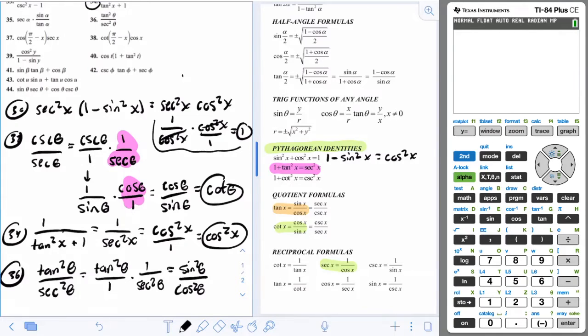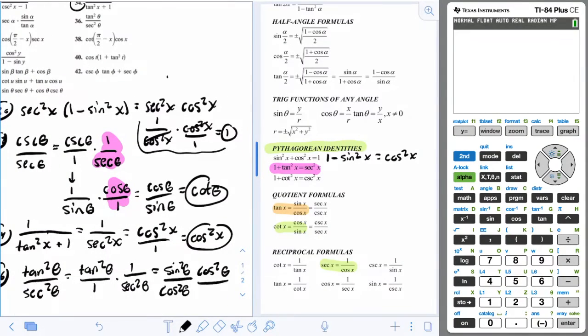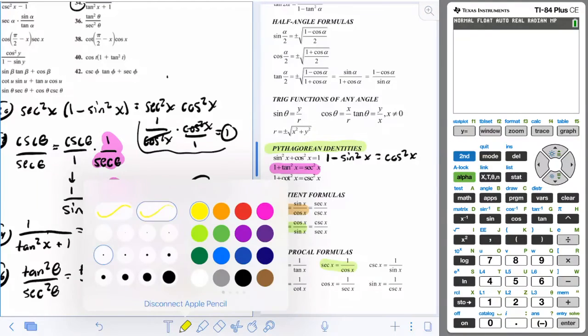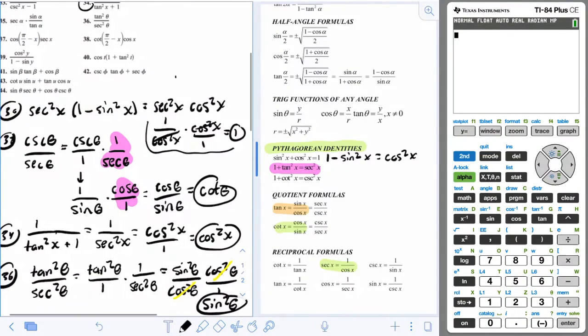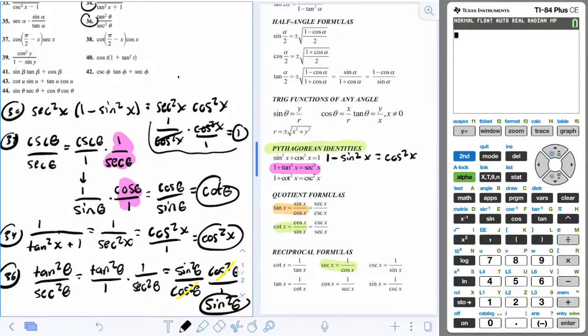And then secant, we know is, if we move that up into the numerator, that's cosine. So I've got cosine squared theta over 1. So now I should be able to cancel out my cosine in the numerator with the cosine in the denominator, and I'm just left with sine squared. So that would be where I would end this. Sine squared theta. So that was for 36. So you can see that a lot of these just simplify down to one expression.